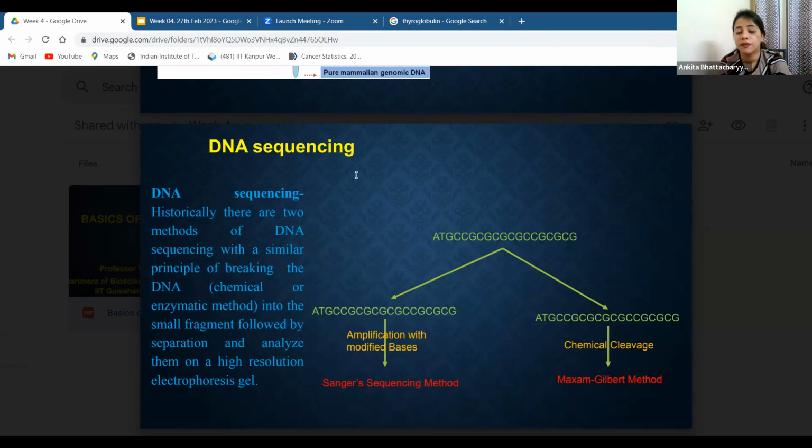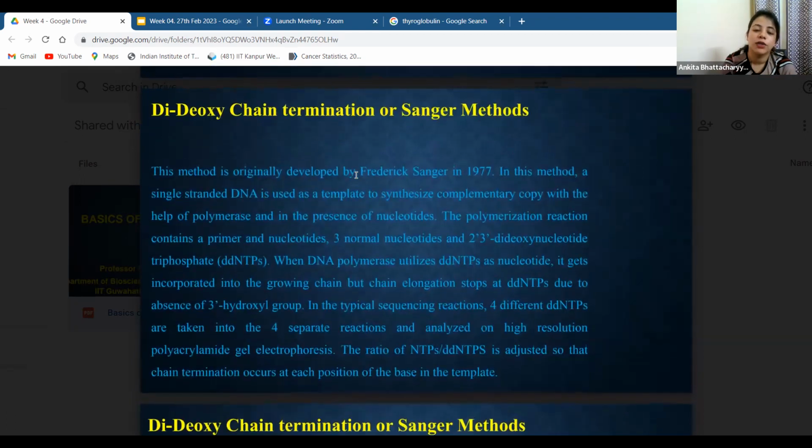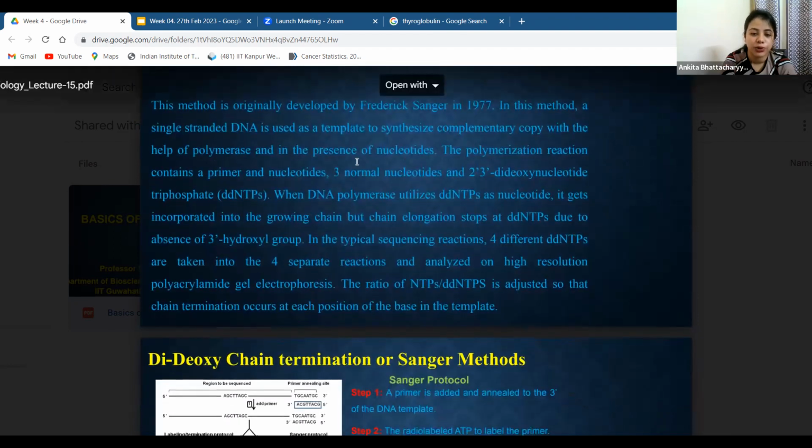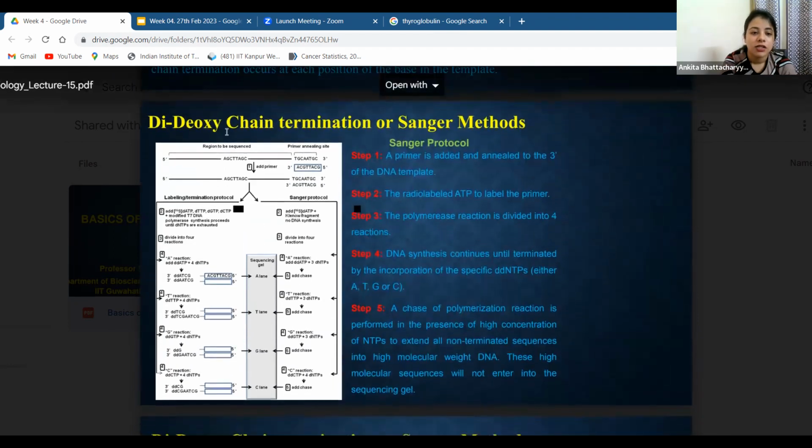One is the amplification with modified bases, which is Sanger sequencing, or the dideoxy method of DNA sequencing. And the second one is the Maxam-Gilbert method, where we use chemical modification and then cleavage. So these are the two techniques. First, we look at the dideoxy or chain termination of the Sanger method. Let's go to the figure directly. There you can see that if you're starting with one particular set of DNA sequences, first you are adding a primer, you're adding a radio-labeled ATP via which you're labeling the primer, right?